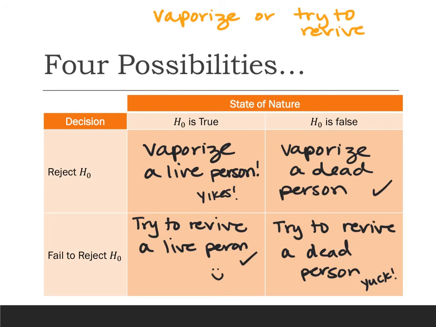But what we're going to talk about as far as our definitions is which of these two mistakes is worse and how can we prevent them. So again, we've got two correct decisions. Vaporize a dead person or try to revive a live person. That's what we hope. We hope that we can make the correct decision. But we have two errors. And that's vaporizing a live person and trying to revive a dead person. Hopefully you agree that vaporizing a live person is the worst of the two. And that is the one we're going to try and prevent.